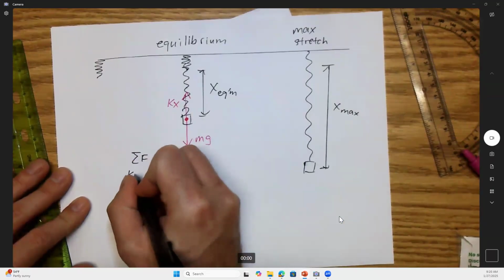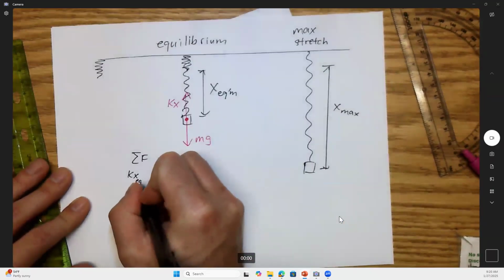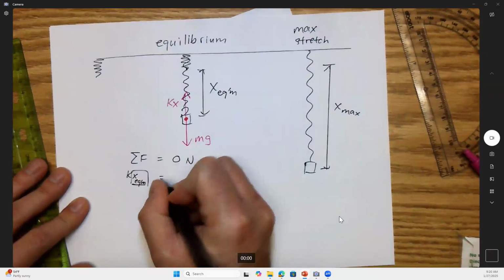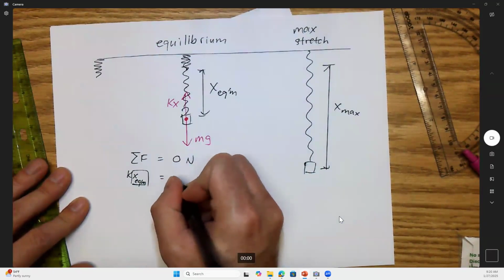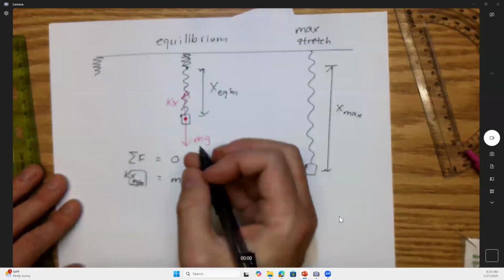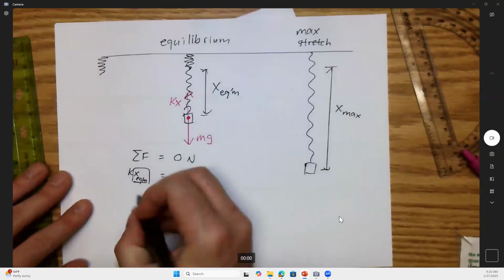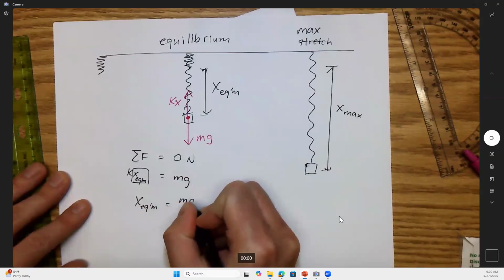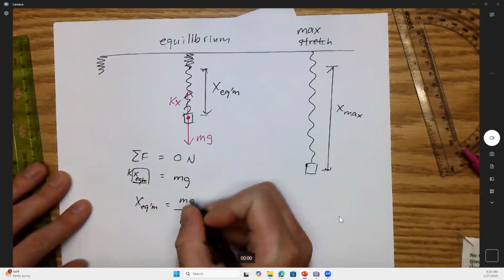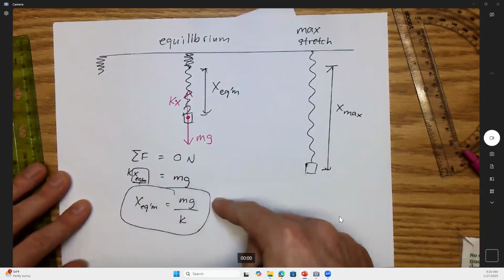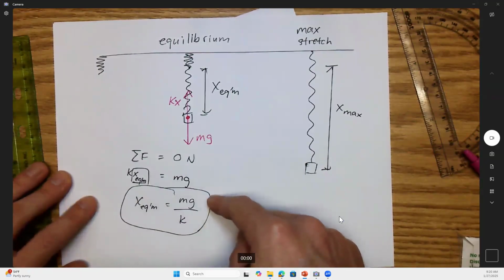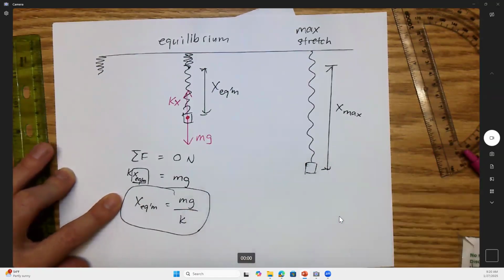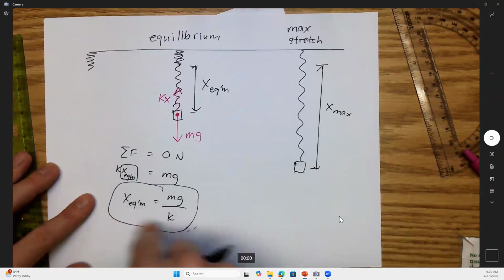You said the sum of the forces goes to 0. So kx is pulling up, and this would be x equilibrium, which we're solving for, equals mg. I could say minus mg equals 0; I should have done that as a middle step. If you solve for x equilibrium, you get mg over k. So whatever the weight is, divided by the spring constant. The more the weight, the more it wants to stretch. The stiffer the spring, the less it wants to stretch. That makes sense too. So we got some value, and we could pop in some numbers and get something.